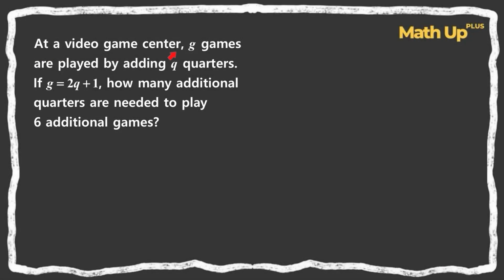At a video game center, G games are played by adding Q quarters. If G is equal to 2Q plus 1, how many additional quarters are needed to play 6 additional games?